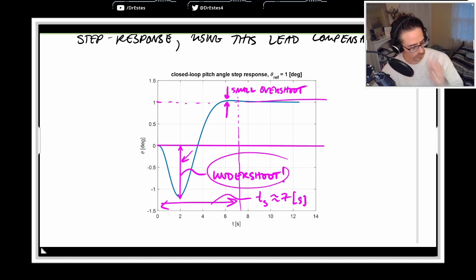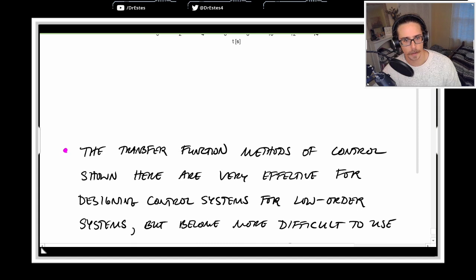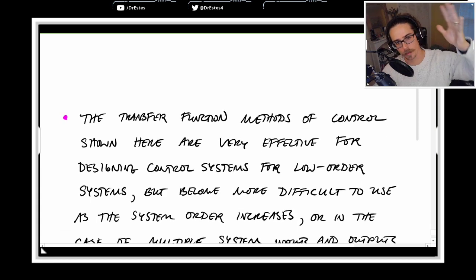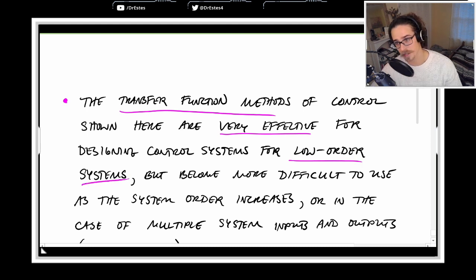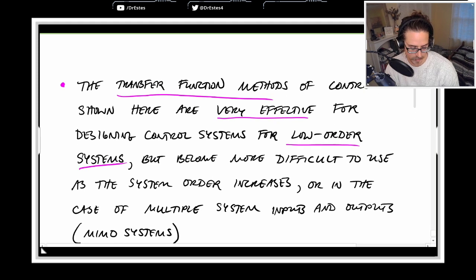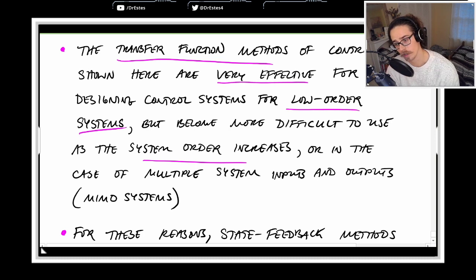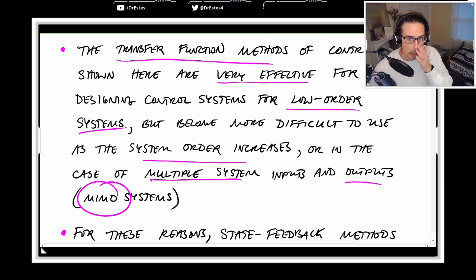Okay, I think I had just a couple comments and then we're done with this. So the types of control methods we were looking at today are transfer function methods. It's also called traditional control systems techniques or classical. These kinds of techniques are very effective for designing control systems for low order systems. I'm talking first or second order systems. So you start getting into third, fourth order, it's going to be a nightmare. So they become more difficult to use as the system order increases. Or if you have multiple inputs, multiple outputs to your system, we call those MIMO systems, you do not want to use transfer function techniques.